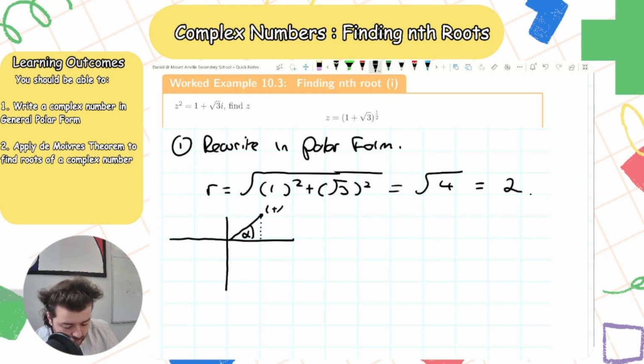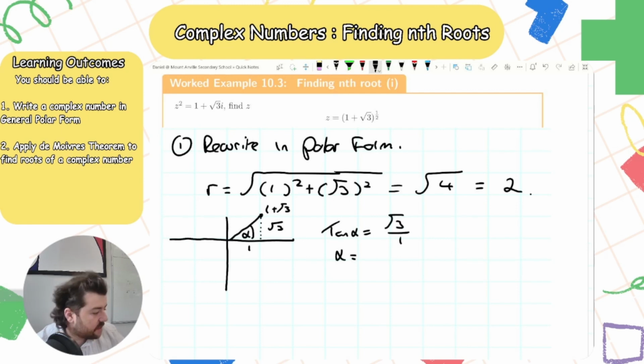So this is 1 plus root 3i. This side is root 3. This side is 1. So tan of my reference angle is equal to root 3 over 1. My reference angle is going to be equal to a third pi, I believe. Let me just double check myself. I always have to double check myself. Yes, 1/3 pi. And since it's in the first quadrant, my argument is still just equal to 1/3 pi.